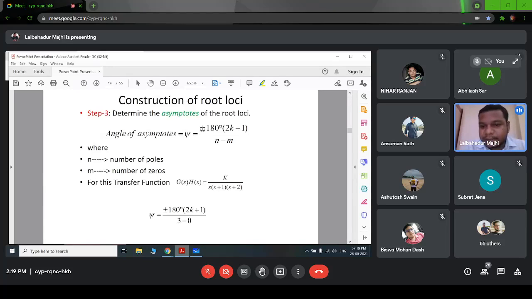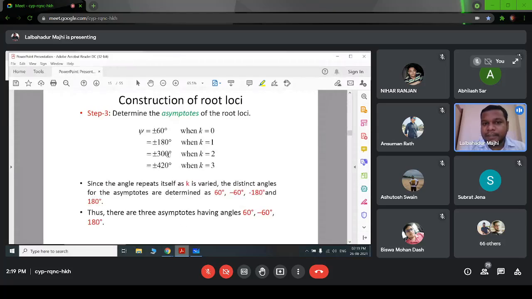So let's consider the previous transfer function. We have this open loop transfer function G(s)H(s) equal to K by s into (s plus 1) into (s plus 2). In this case we have no zeros, only 3 poles. So the angle of asymptote will be plus minus 180 into (2k plus 1) divided by 3 minus 0, because we have only 3 poles and no zero. So when k equals 0, this is plus minus 60. When k equals 1, it is plus minus 180. For k equal to 2, it is plus minus 300. K equal to 3, it is plus minus 480.